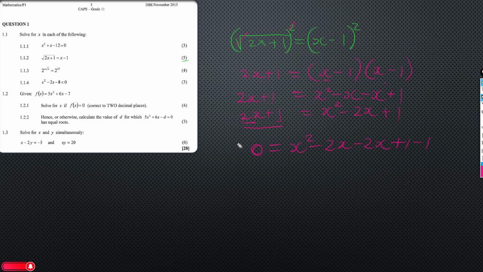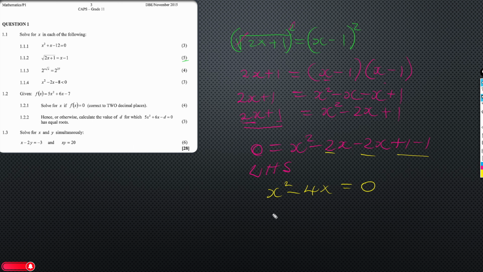The minus 1 comes from the left hand side as it should. So plus 1 minus 1 will give us 0. Now we'll be left with the following equation: x squared minus 2x minus, this can actually be minus 4x. So this one and this one will give us negative 4x, and then this one will give us 0. So this equals 0.